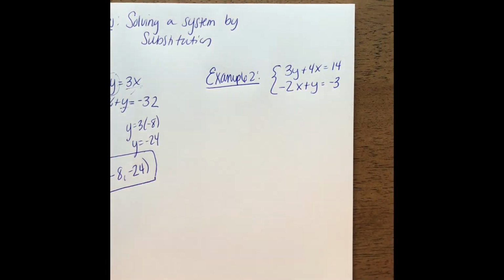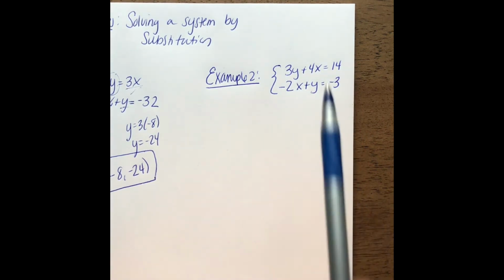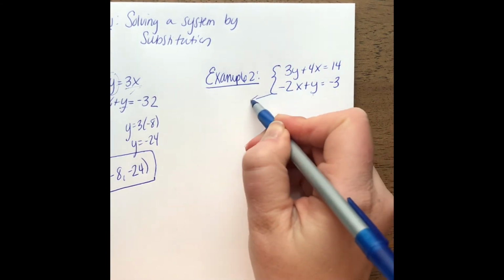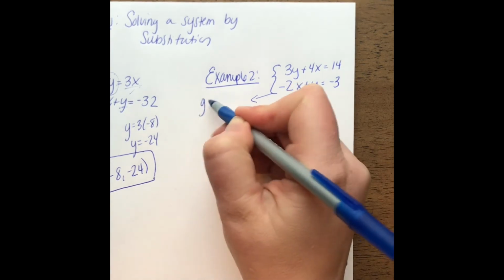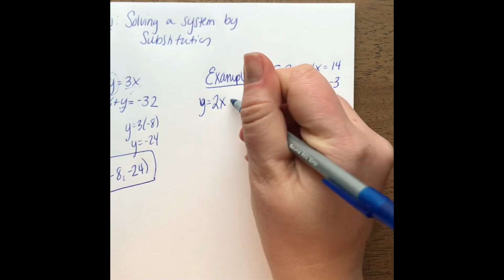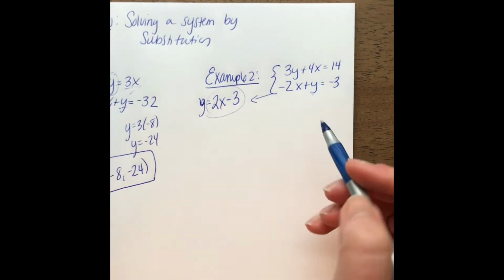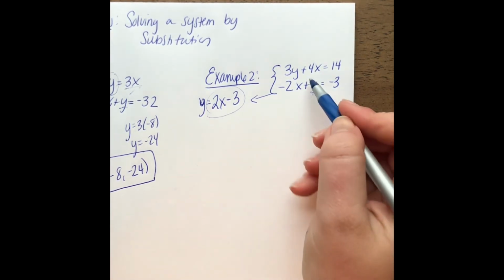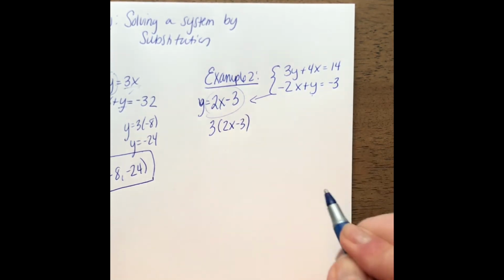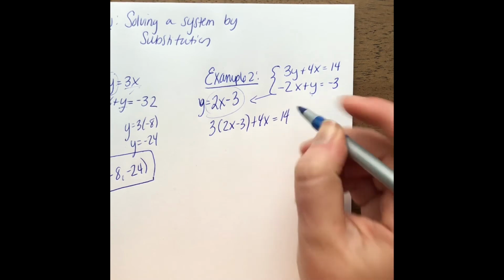Awesome. For our next example, example 2, you'll notice our problem here is that we don't have a letter by itself. But I noticed that the leading coefficient of this y is a 1, so I'm going to add 2x to both sides. So now we have y is equal to 2x minus 3. Now that we know what y is equal to, in the first equation, wherever there's a y, I'm going to plug in a 2x minus 3 in its place. So 2x minus 3 plus 4x is equal to 14.